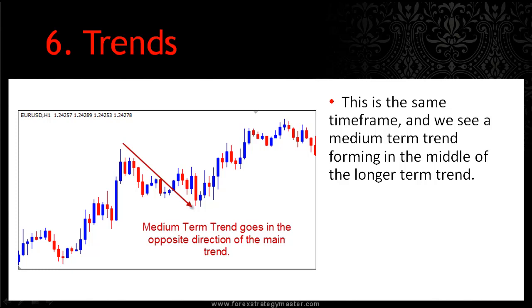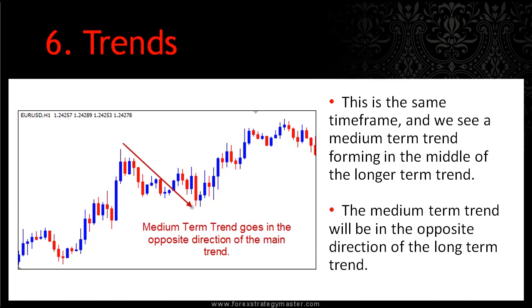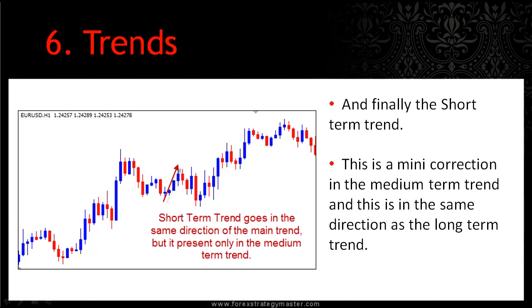Now, this is the same time frame, and we see a medium-term trend forming in the middle of the long-term trend. The medium-term trend will be in the opposite direction of the long-term trend. The long-term trend in this example is up. The medium-term trend will be down. And finally, the short-term trend. This is a mini correction in the medium-term trend, and this is in the same direction as the long-term trend.